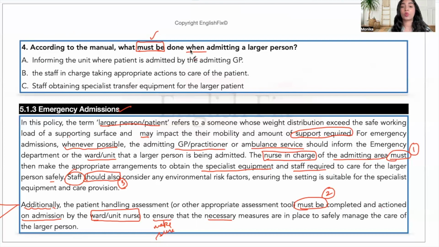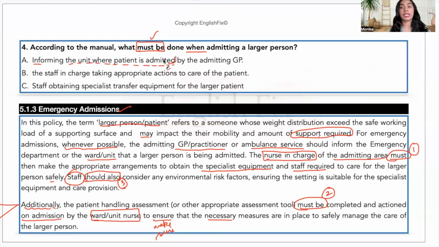Coming to the question, when you're admitting a larger person, what is necessary, what absolutely has to be done? Informing the unit where the patient is admitted. So far, this is correct, that we have to inform the unit where the patient is being admitted.